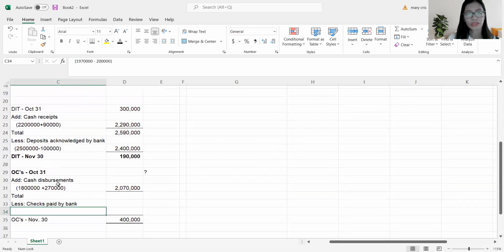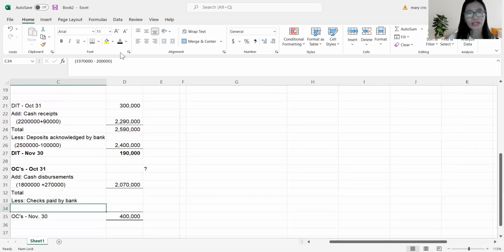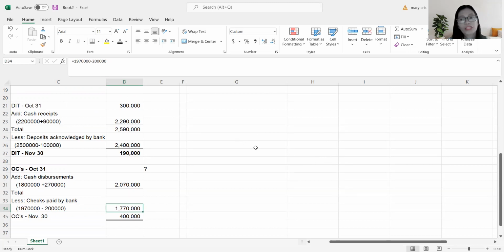But take note again that there is a bank error, no? So, sobra ito ng 200,000 kasi yung check na B-line, na-debit din doon sa account ni Beehive. So, let's deduct 200,000. So, ito yung ating checks na na-acknowledge ng bangko. So, ito yung mga check na galing sa entity as check issuance, pero ito lang yung na-acknowledge ng bangko. Ito lang yung na-receive or na-disburse ng bangko.